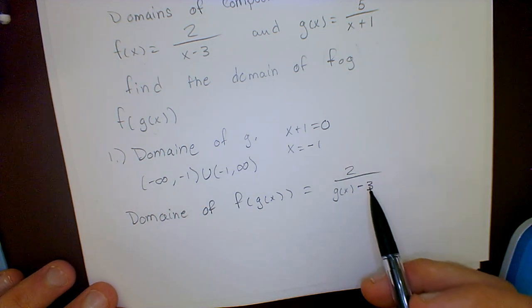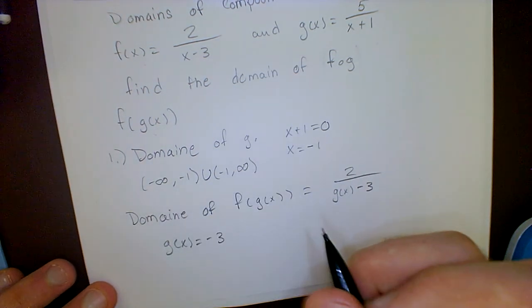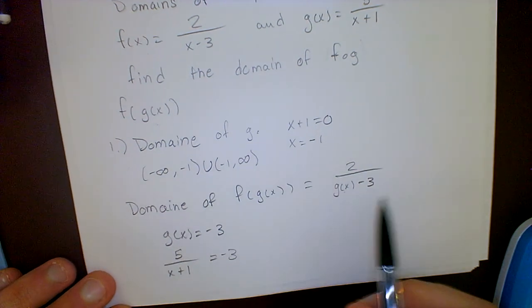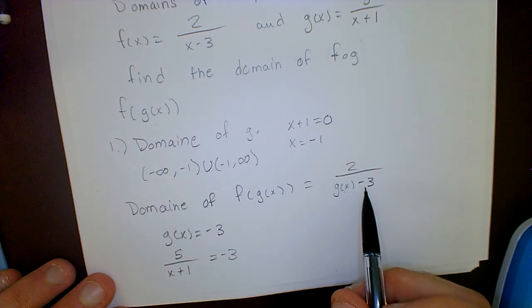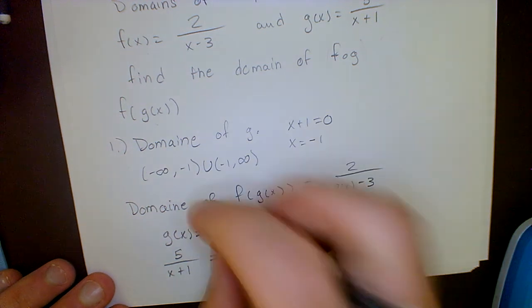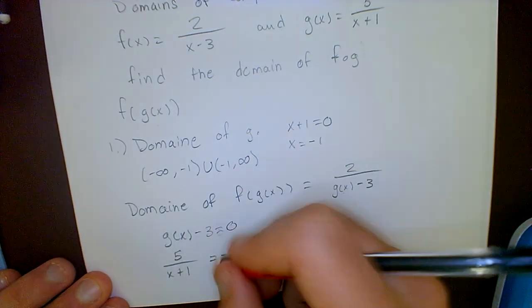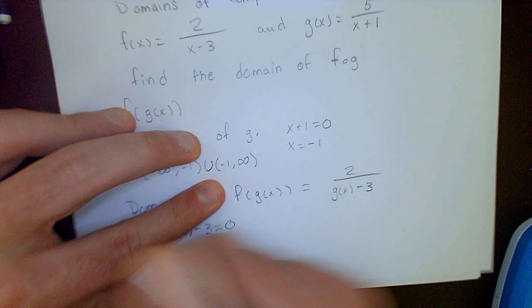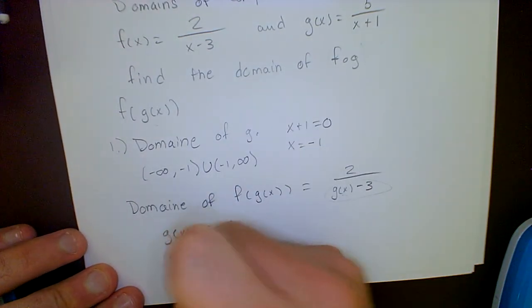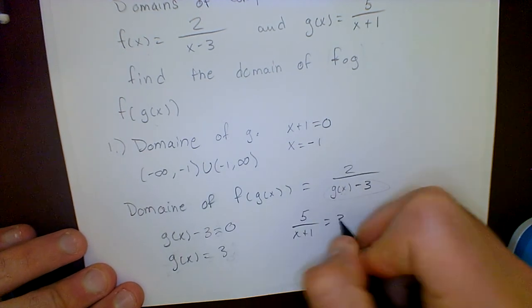So if g of x is equal to -3, then we have a problem. So we're going to set g of x equal to -3, or 5 over x plus 1 equal to -3, because we want to see when this g of x minus 3 is equal to 0. Sorry. Right, we want to see when this denominator is 0. So it's actually g of x equal to +3, or 5 over x plus 1 equal to +3.